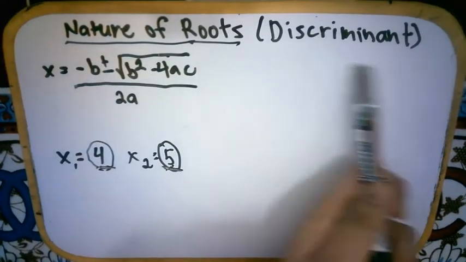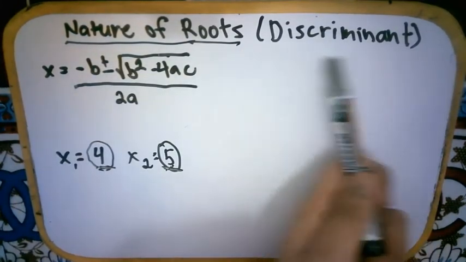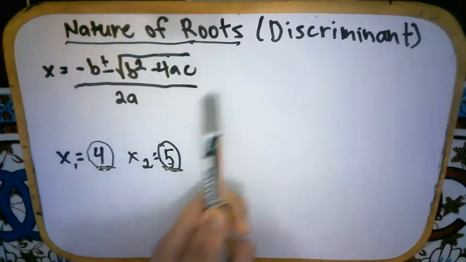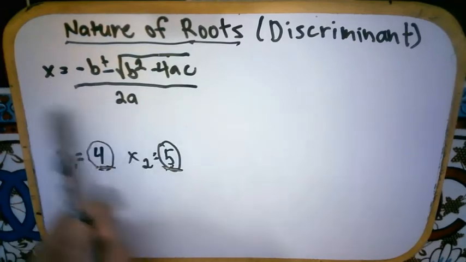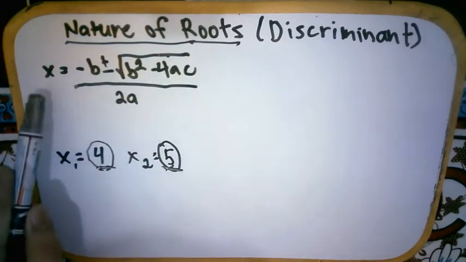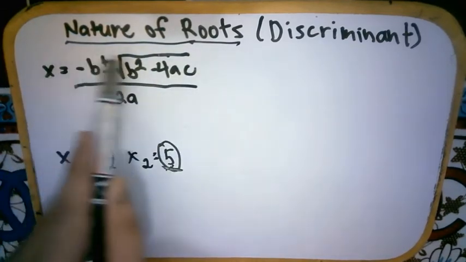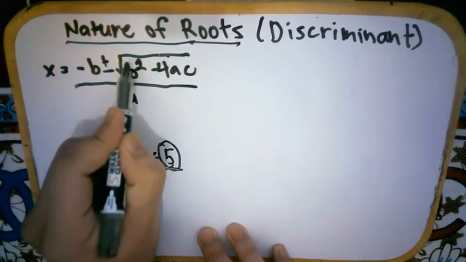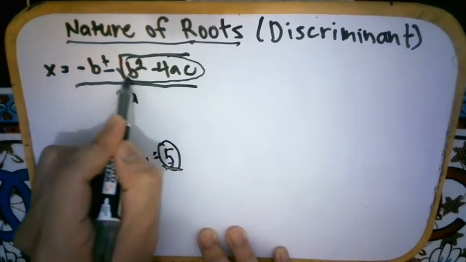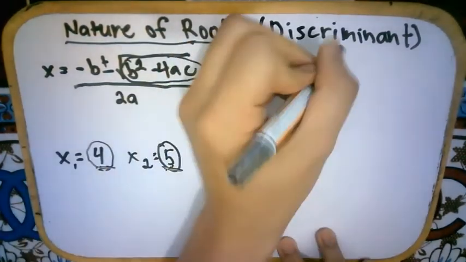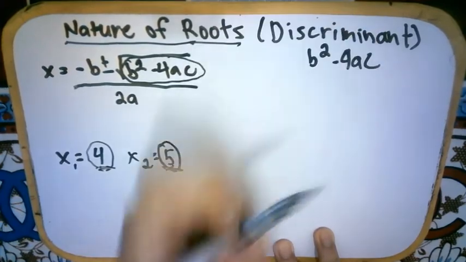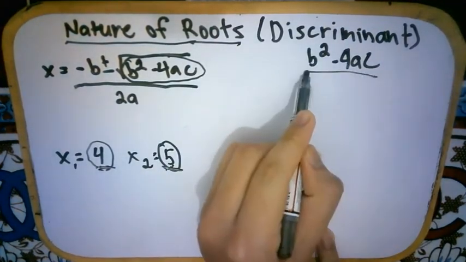Let's have the word discriminant. Itong discriminant ay makikita natin dito. Or yung formula ng discriminant ay makikita natin dito. You are familiar with this, right? Ito ay quadratic formula. Ang discriminant ay itong nasa loob ng radical sign. So yung b squared minus 4ac, ayan yung formula ng discriminant.